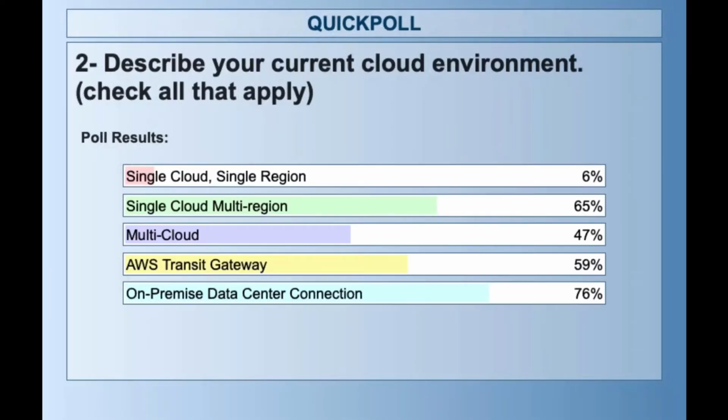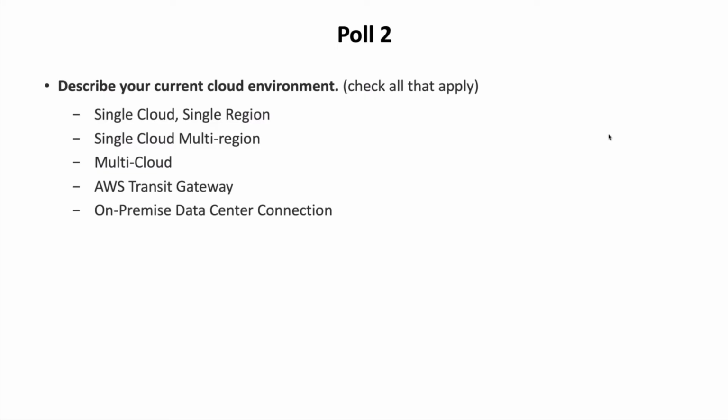So here we go. Let's see, it's looking like single cloud, multi-region. So I assume that that's a lot of AWS. You definitely have on-premise data center connections, and we will manage the routes that come from your on-premise connection as well. And half of you are looking at multi-cloud. So we're seeing that a lot out there, and I'm sure that many of you that have a single cloud multi-region are also looking towards multi-cloud in the future. Great, thank you very much.